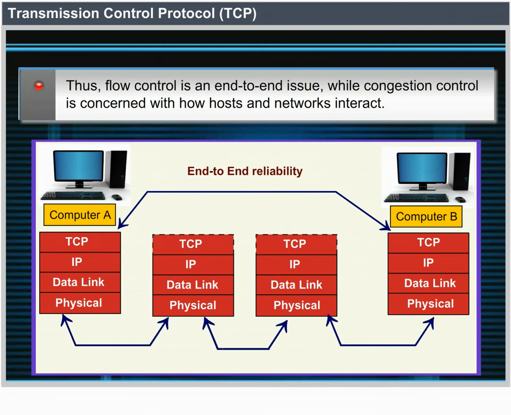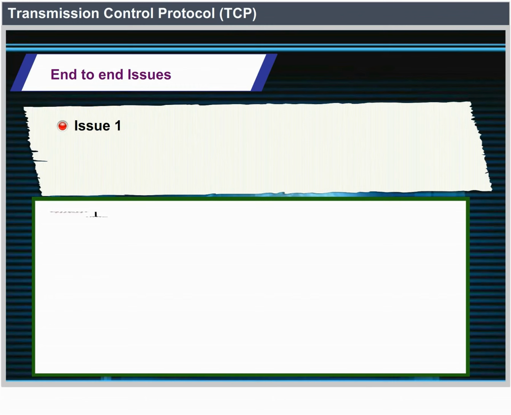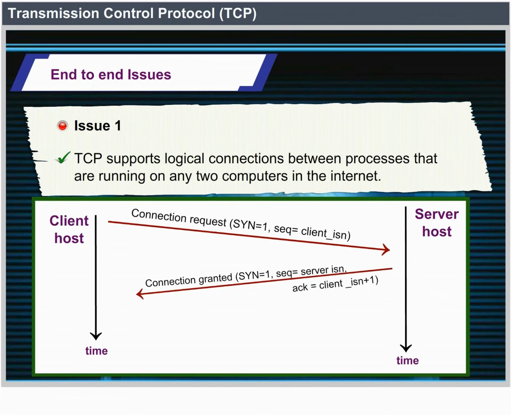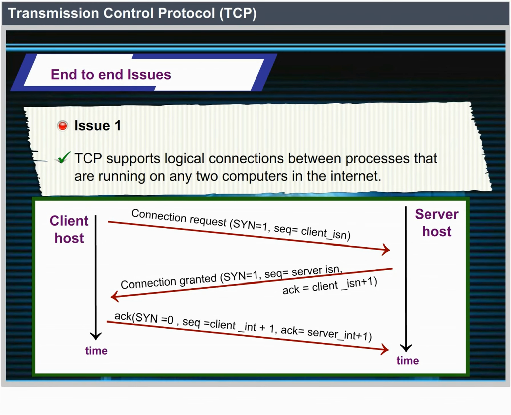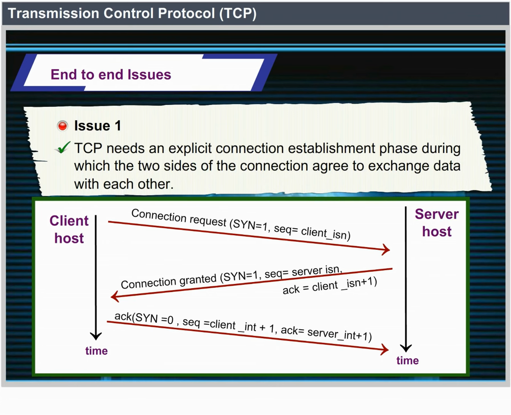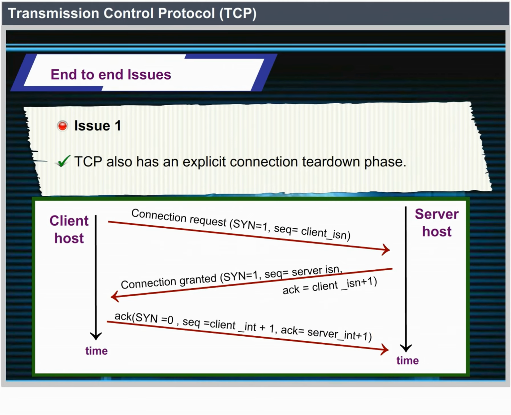End-to-end issues. Issue 1: TCP supports logical connections between processes that are running on any two computers in the Internet. TCP needs an explicit connection establishment phase during which the two sides of the connection agree to exchange data with each other. This difference is analogous to having to dial up the other party rather than having a dedicated phone line. TCP also has an explicit connection teardown phase.